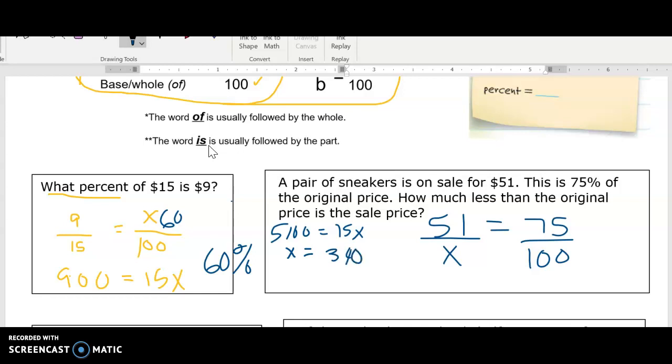And so I saved 340 minus 51 equals how much less? 340 minus 51. I saved $289. Whew, I love saving me some money. Okay.